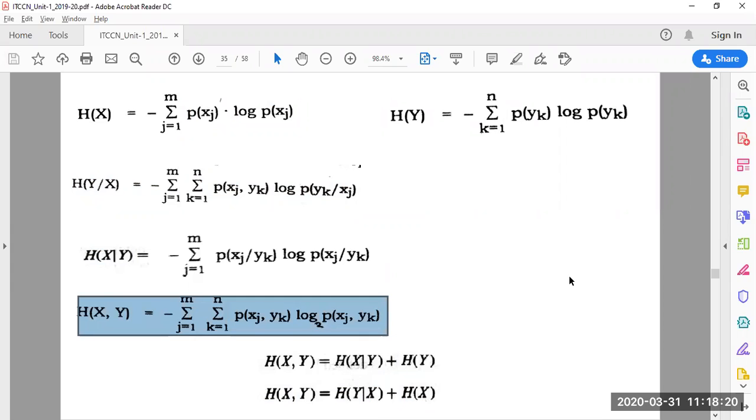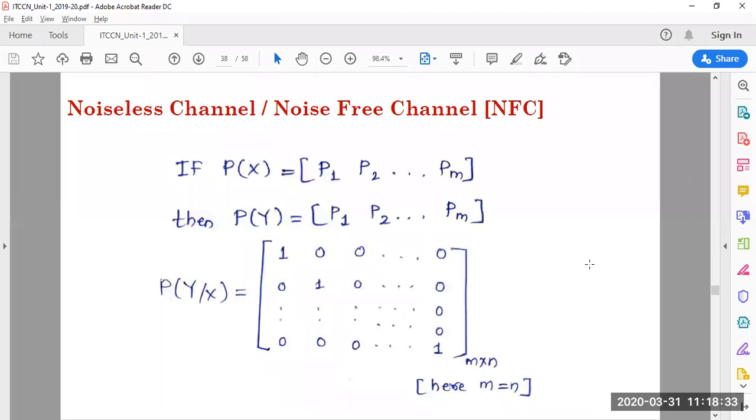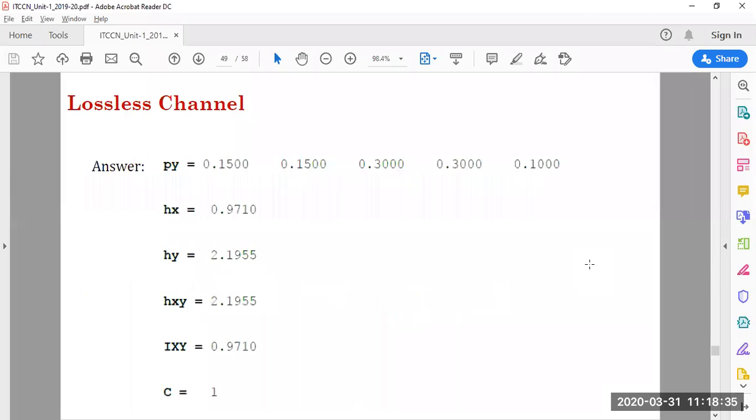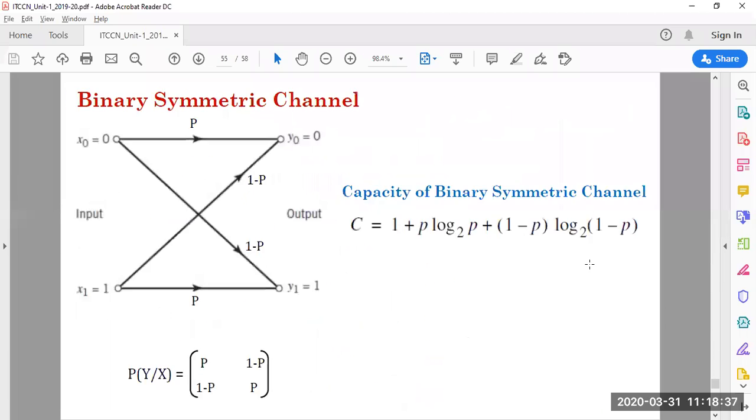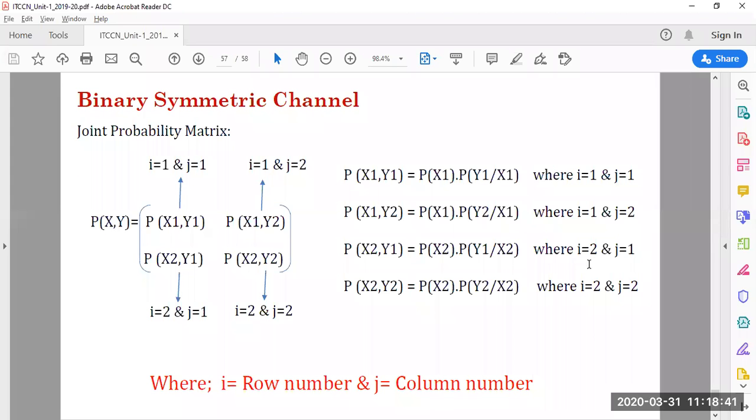Okay, so H(Y) is 0.958. Shubhangi has got the answer, that is H(Y) is 0.958. Then 0.88. Okay, 0.88 is correct. H(X) is 0.88, H(Y) is 0.95.